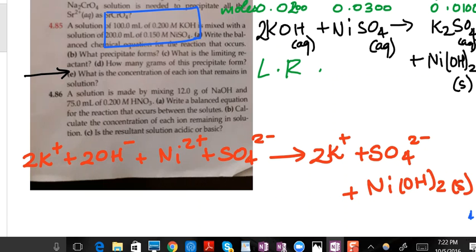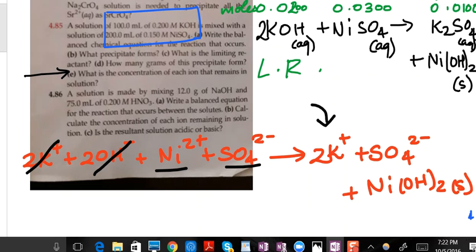Okay, so now a limiting reagent is consumed completely. What that means is that the KOH is gone. That's the very definition of a limiting reagent. The Ni2+ and the SO4 2- , some of it is remaining. We're going to have to calculate how much. All of the KOH has gone to this side as K+.